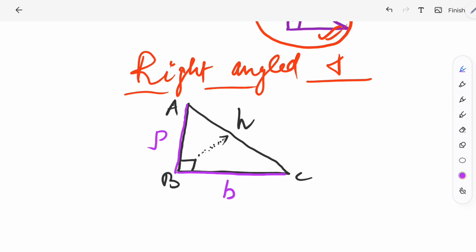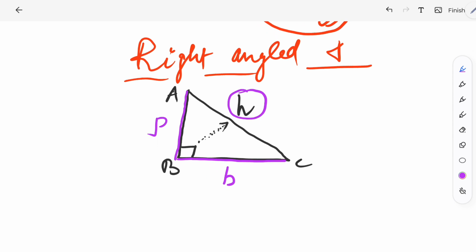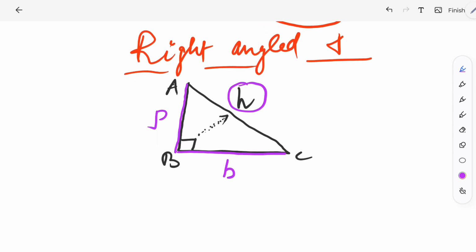But first of all, if a right angle triangle is there, the side opposite the right angle is the hypotenuse, and of the remaining two sides, if you consider one side as perpendicular, then the other remaining one will be the base. Okay, so this is all about the sides of the right angle triangle.